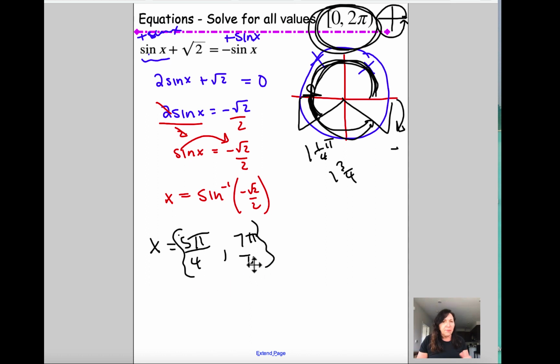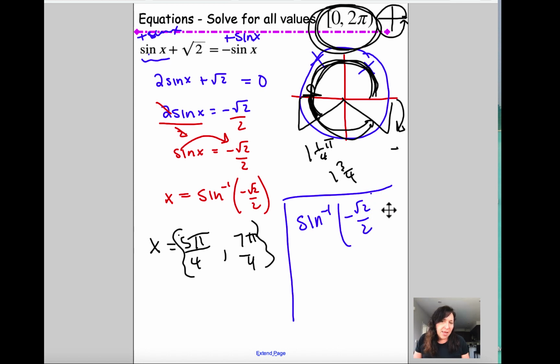Now, I do feel like it's important to mention that if I had given you this question, where is sine negative root 2 over 2, and I just said, find the exact value, you would know that this has a restricted domain, and my restricted domain would be from here to here. This would be out, and when I'm asking you where is sine negative root 2 over 2, that would be down here, and that would be at negative pi over 4.